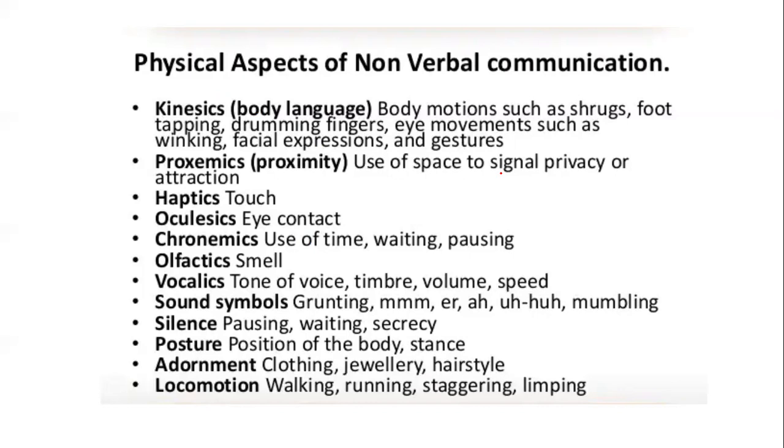Haptics is touch, oculesics is eye contact, chronemics is the use of time. Olfactics is smell, vocalics is the tone and sound symbols. Silence is a pause or to wait. Posture is the position of the body. Adornment is with reference to jewelry, clothing and hairstyle. And locomotion is walking, running, staggering, limping. You need to know these words because many times they are used in some form or other.